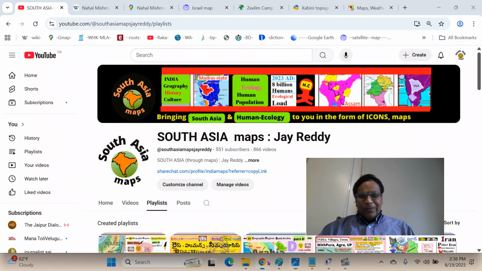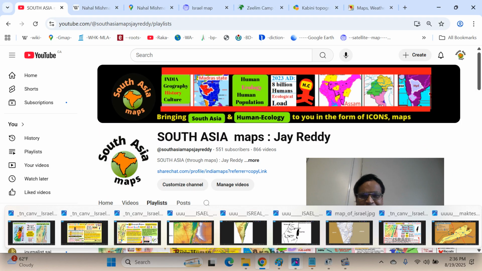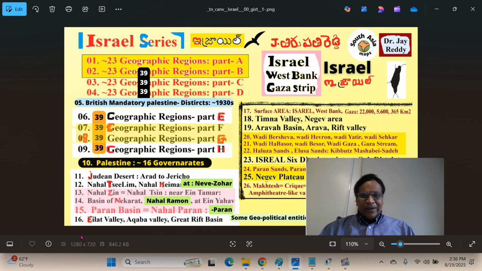And Mitranam, I have posted all these presentations at South Asia Maps JRD. There are more than 850. You can explore them further in detail. Here, I am showing the Israel specific series. Here we are in part 15, Paran River Basin, Nahal River, that near the Paran town, it joins its mouth, Arava Basin River, that itself a wadi, Nahal.